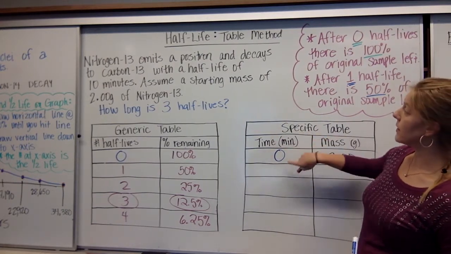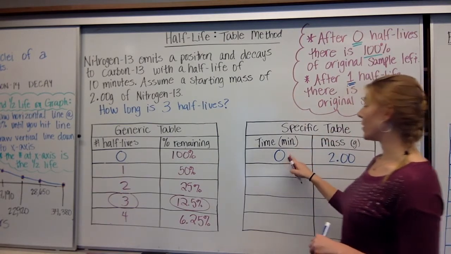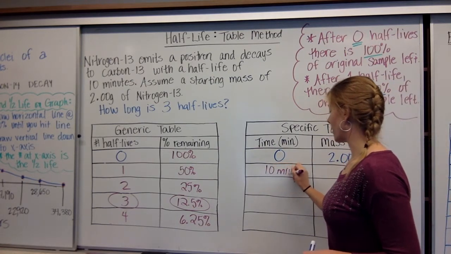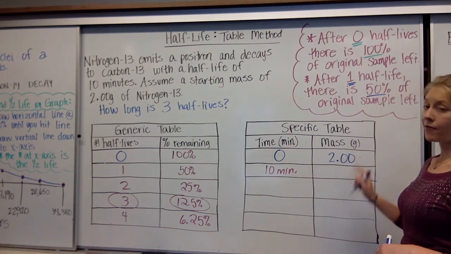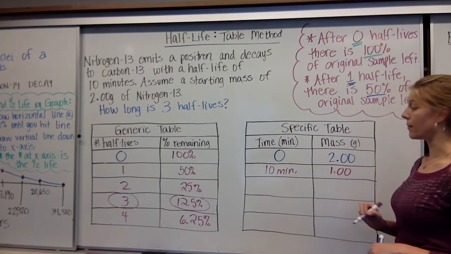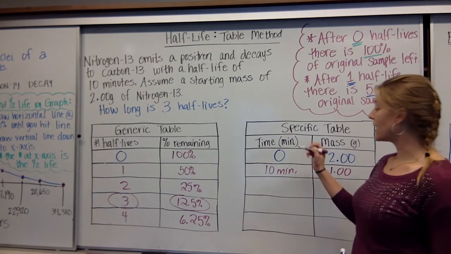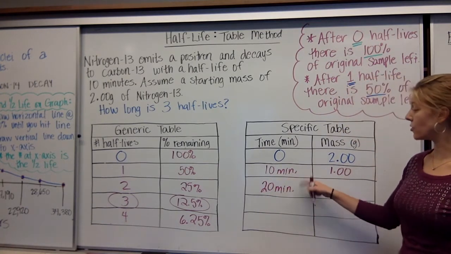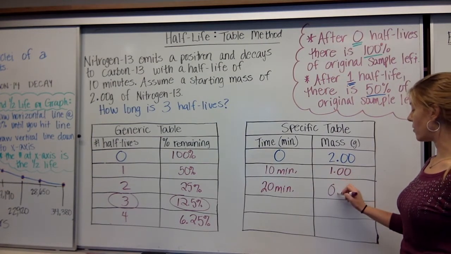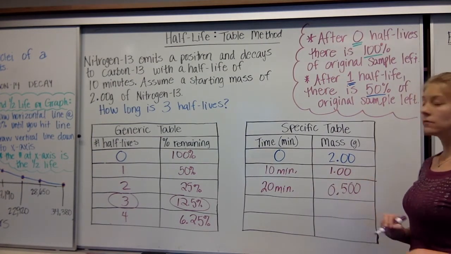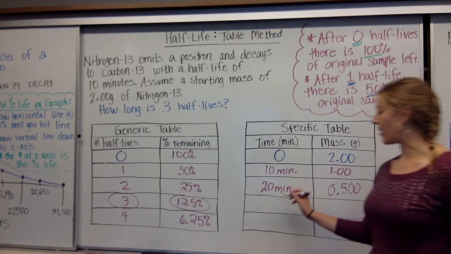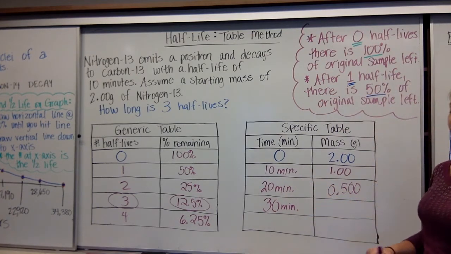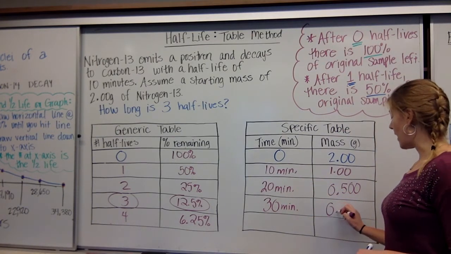So for our problem here, we have a half-life of 10 minutes. At 0 minutes, I have my full mass. At 10 minutes, which is the first half-life, I'm going to have half of this left, which is 1.00 grams. At another half-life, 10 more minutes in, so after 20 minutes, we're going to have 0.500 grams left. At 30 minutes, which is 3 half-lives, 1, 2, 3, how much do we have left? We have 0.250 grams.